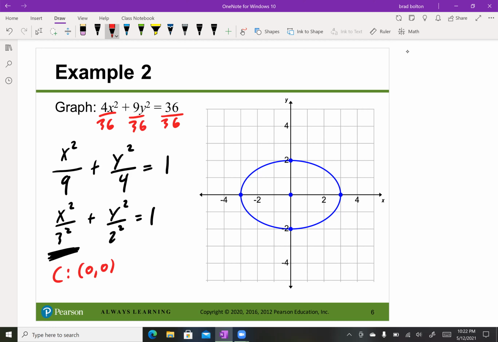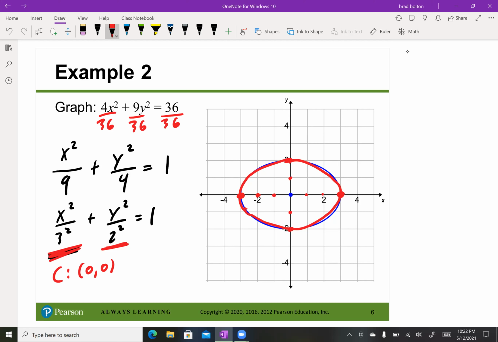We're going to go over 3, 1, 2, 3, put a point. Over to the left, 1, 2, 3, put a point. We're going to go up 1, 2, and we're going to go down 1, 2. And then we connect the dots. And this is how they drew their ellipse. Okay, and again, I'm just getting this information from right here and here, from our A and from our B.